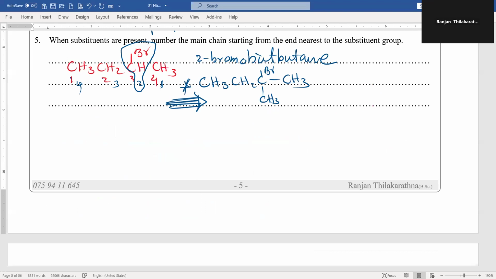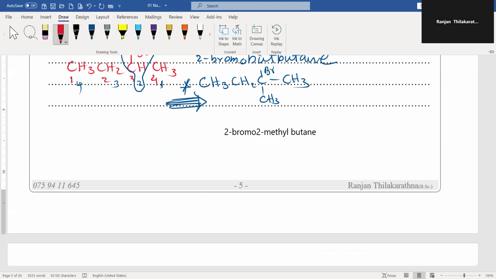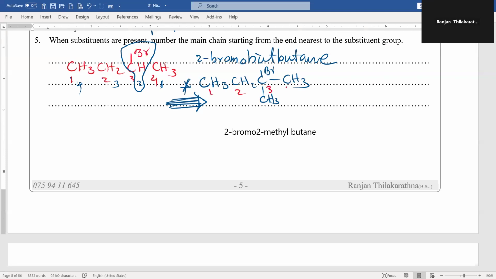Maybe okay with some corrections or not. This is the name you have given me. You can label the longest chain. Number the longest chain. When you number the chain, you can use 1, 2, 3, 4.